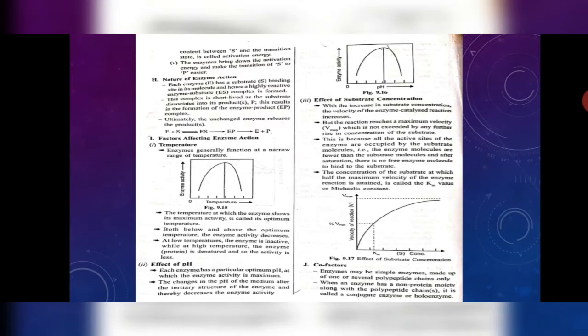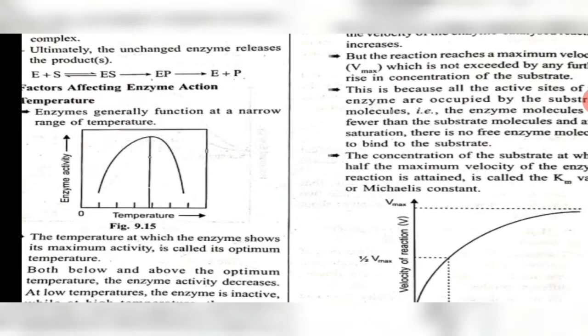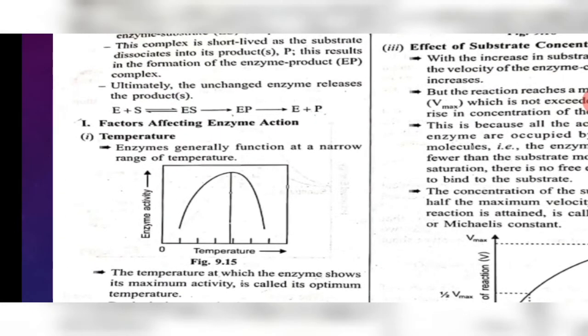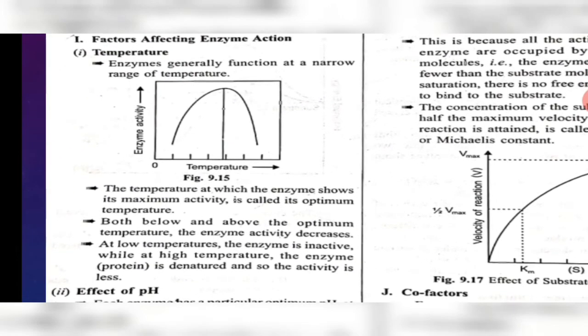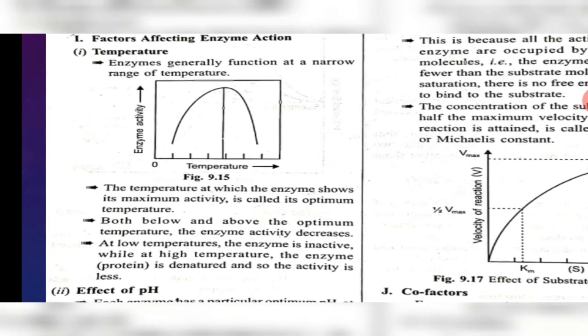Okay, children. Next, the nature of enzyme action. We've already studied how enzyme and substrate combine to form a transitionary enzyme substrate complex, which converts into enzyme product complex, which releases the product from the surface of the enzyme. Now let us discuss the effect of various factors like temperature, pH and substrate concentration on the enzyme activity.